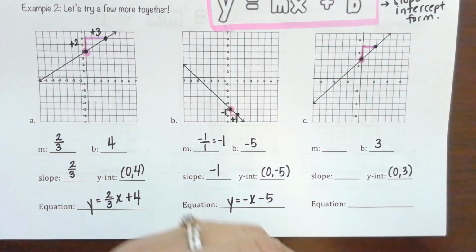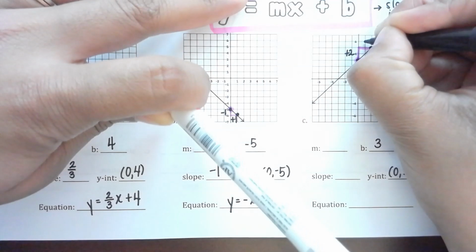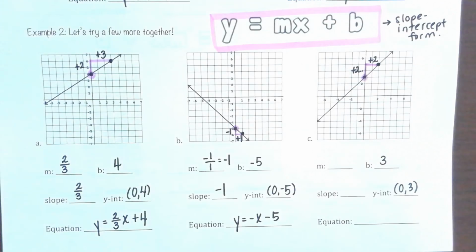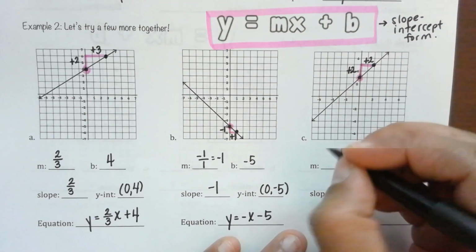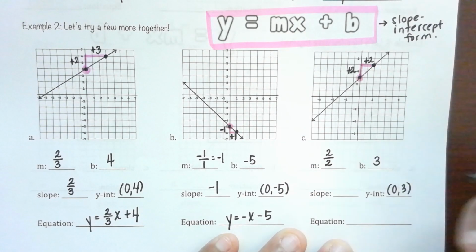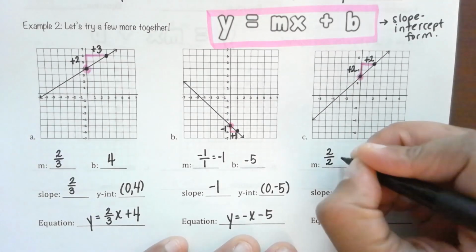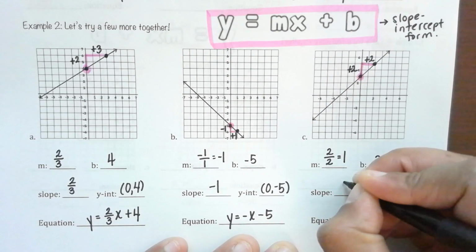If I go up 2, what kind of 2 is that? Positive. If I go to the right 2, what kind of 2 is that? So how would I write my m? 2 over 2. Should I check to see if that simplifies? Let's do that. So typing in 2 divided by 2. What did that get you? 1. So my slope is perfect.